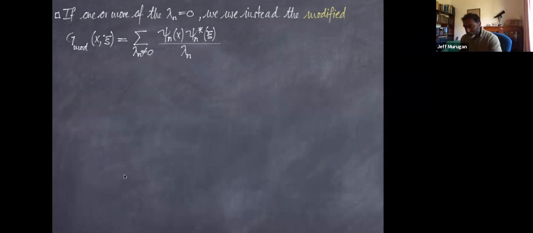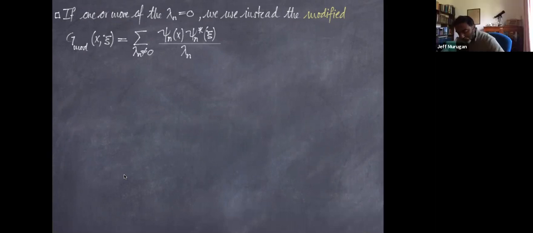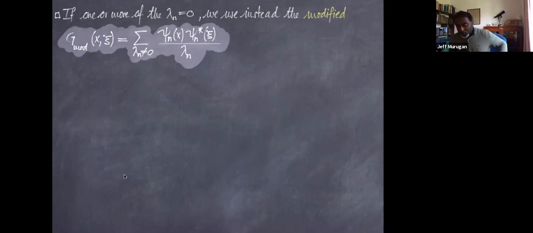Okay, so this will be the modified version that accounts for any vanishing eigenvalues. So in this case, if I know that some of the eigenvalues vanish, this modified expression will encode a series expansion for the Green's function.